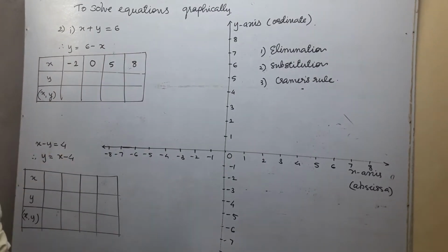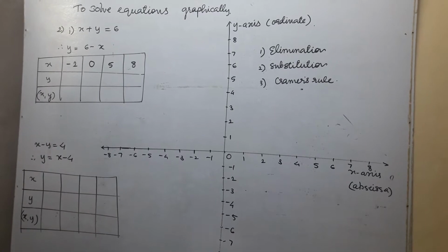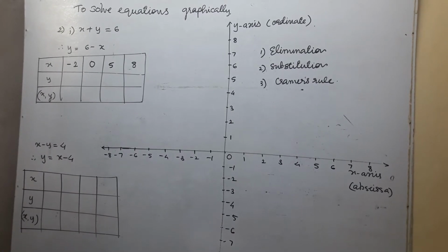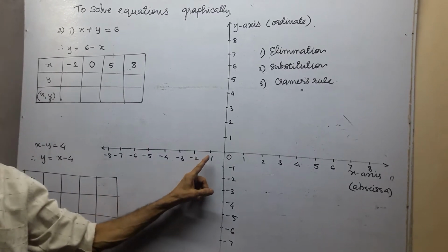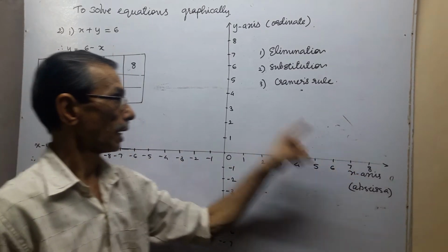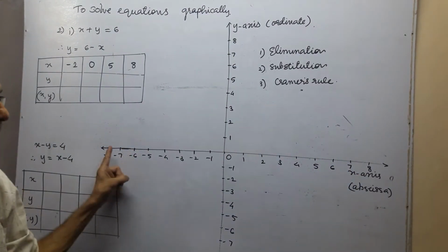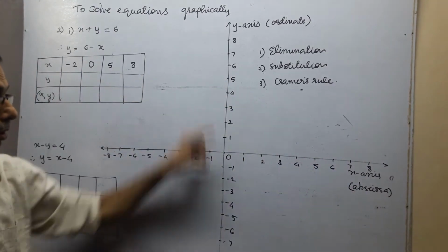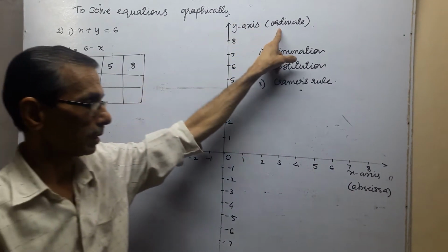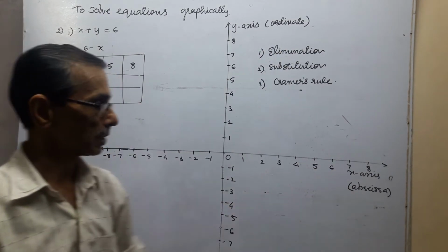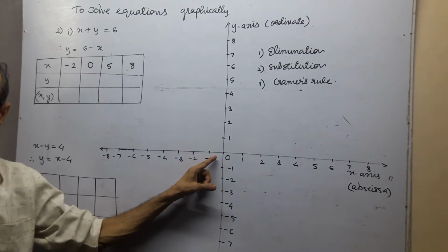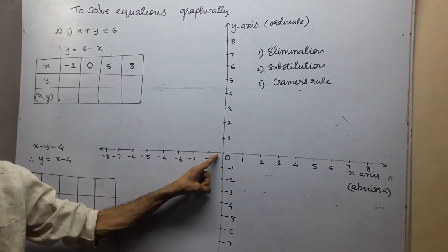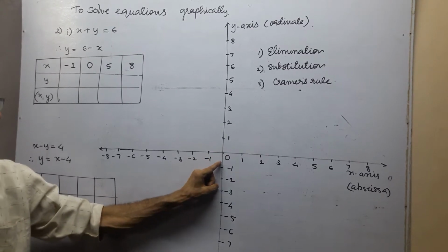Here you have to take the graph paper and you have to draw two lines. Taking the center of the paper, two lines you have to draw, one horizontal and other vertical. Horizontal line is called x-axis, while vertical line is called y-axis, also called ordinate, and x-axis also called abscissa. Where both the lines intersect, that is called origin, and the coordinate of origin is 0, 0.